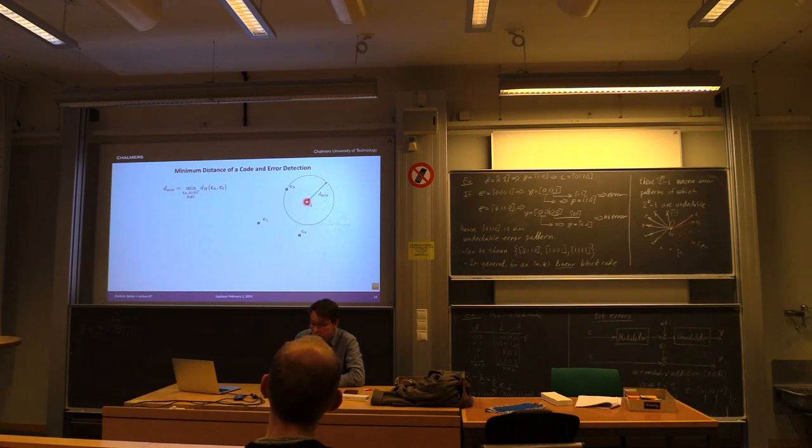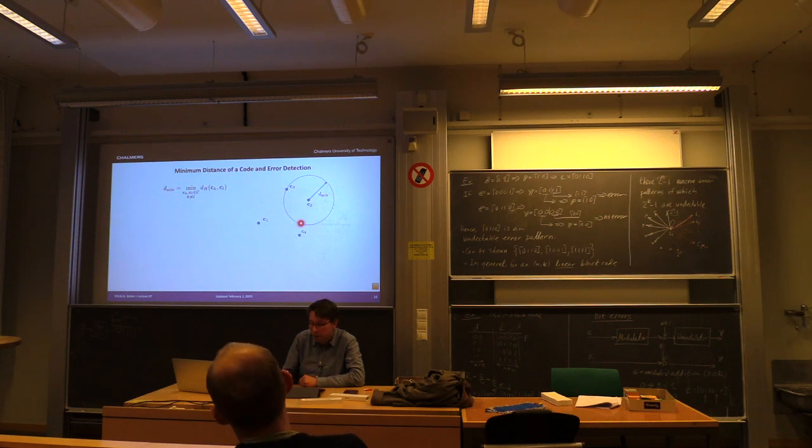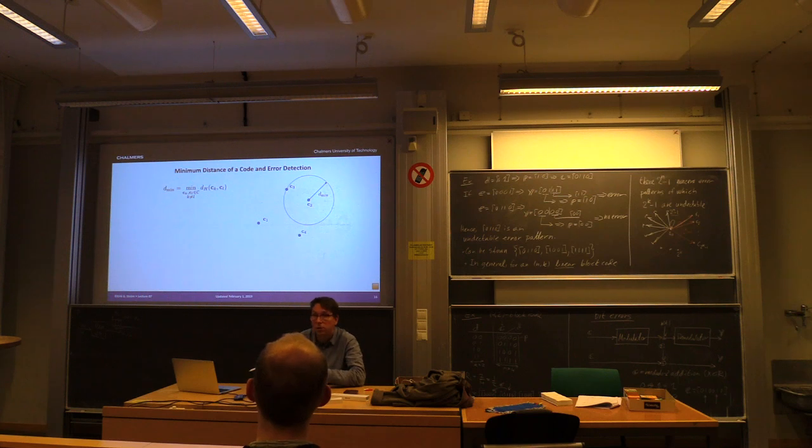Okay, so we see C2 and C1 is further away than d min, and so is C2 and C4, and C3 and C4 are also further apart. Okay, so that's the minimum distance.